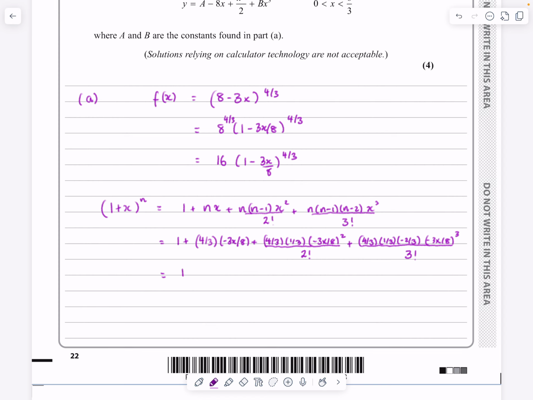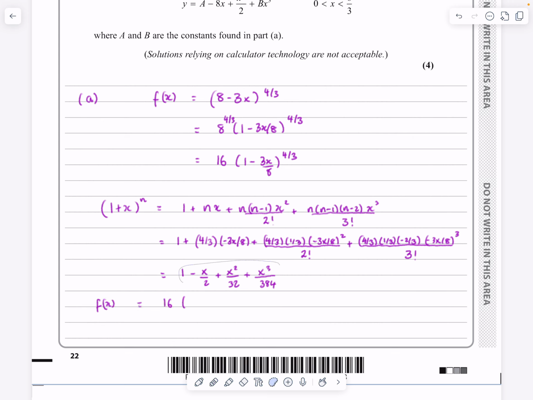That first term, 4 over 3 times minus 3x over 8, is going to give me minus x over 2. The next one is going to give me plus x squared over 32, so we're just putting our values in each time, and then the last one plus x cubed over 384, and then our f(x) that we actually want is 16 lots of that.